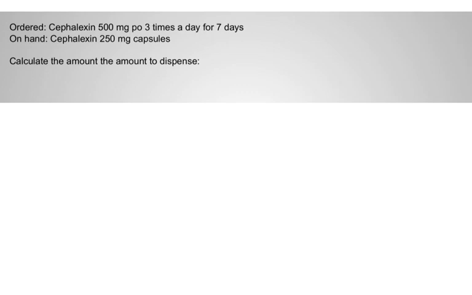Okay, this is very similar to the last problem, except we're working with capsules. So he's getting 500 milligrams 3 times a day for 7 days. And what you have on hand is 250 milligram capsules. And you want the amount to dispense. And that's how many total capsules he's going to need for all of his medication.